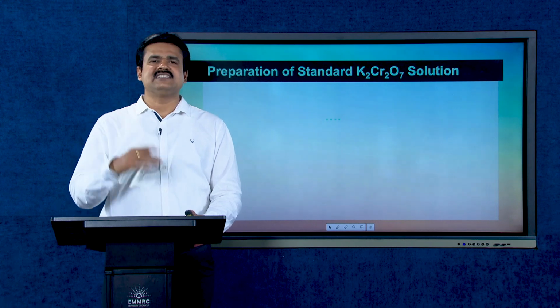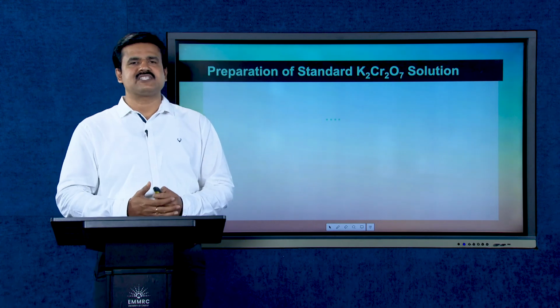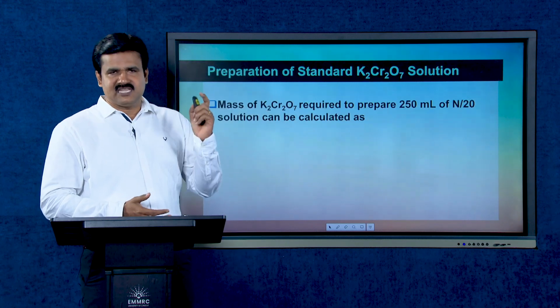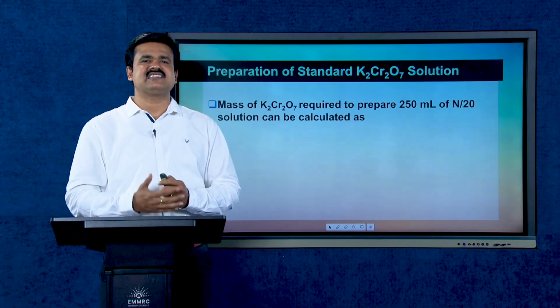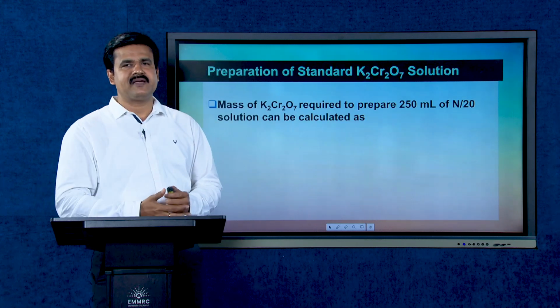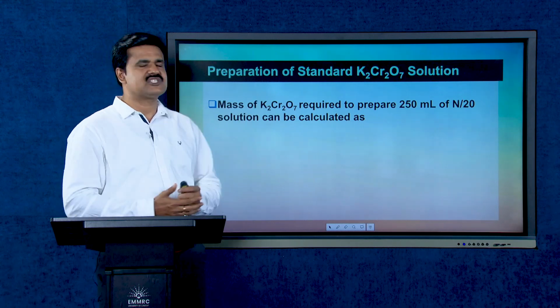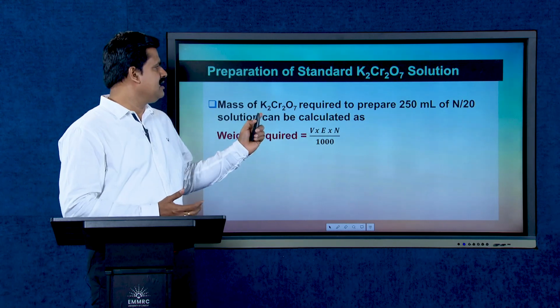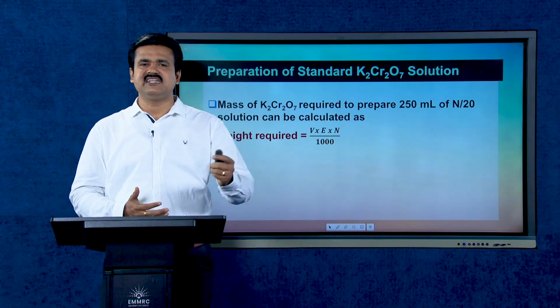Now we are entering into the procedure behind the experiment. The procedure has 3 parts. The first part is the preparation of the standard potassium dichromate solution. The mass of potassium dichromate, which is a primary standard, required to prepare 250 ml of N by 20 solution can be calculated using the expression: weight required is equal to volume into equivalent weight into normality divided by 1000.